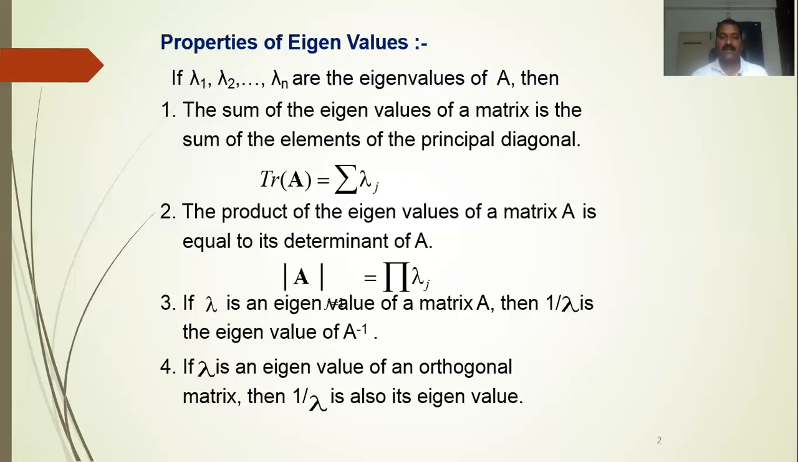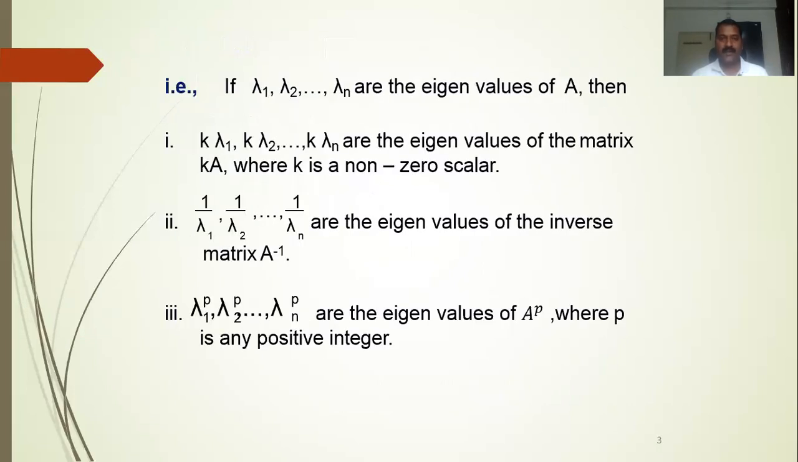Then if lambda is an eigenvalue of an orthogonal matrix, then 1 by lambda is also an eigenvalue, so that the product is equal to 1. We'll elaborate on that in future, because orthogonal matrices play a very important role later. We'll see that in the coming slides. So, extending the topic.